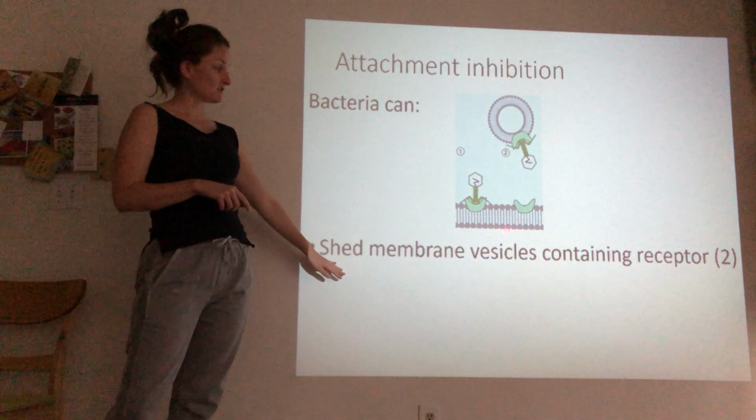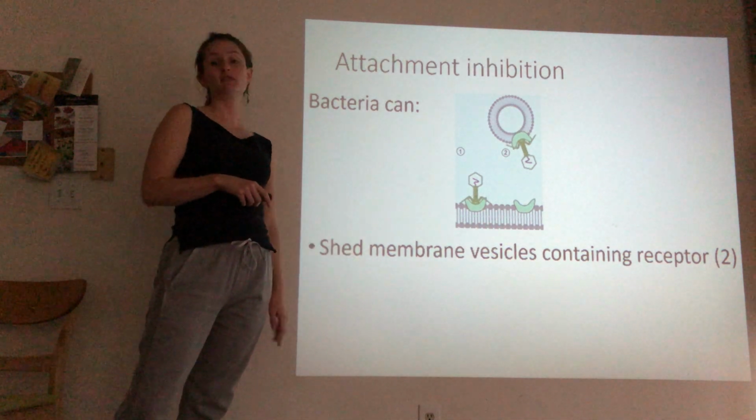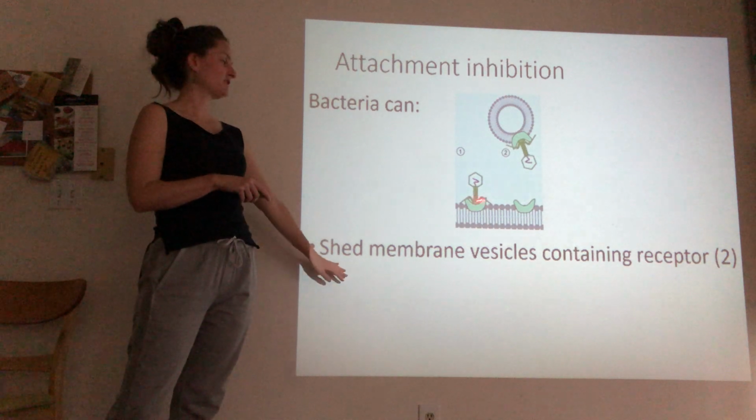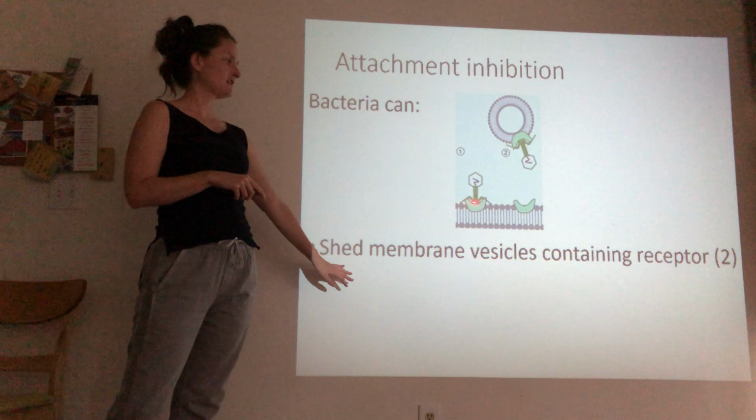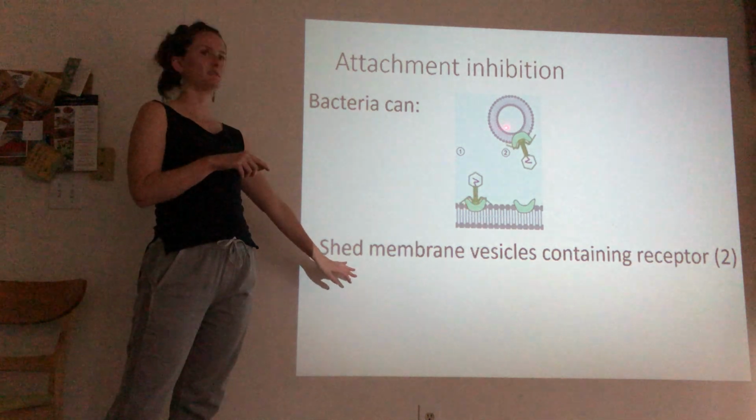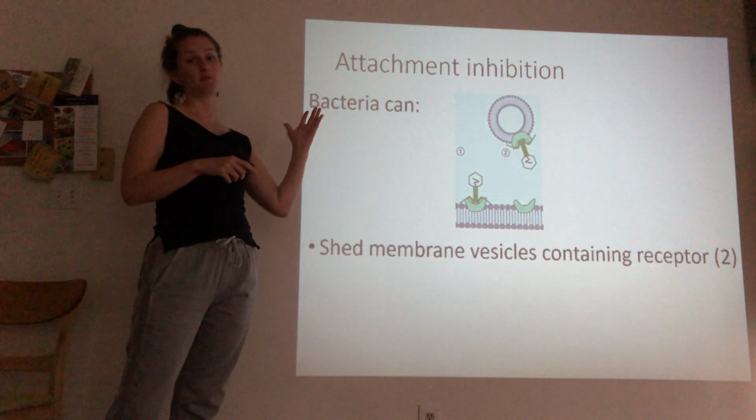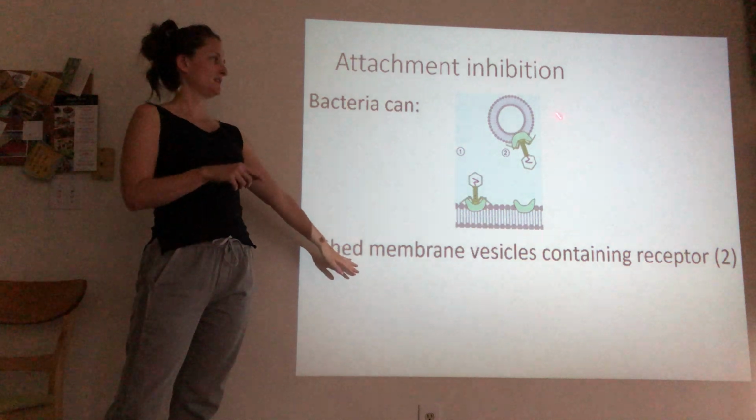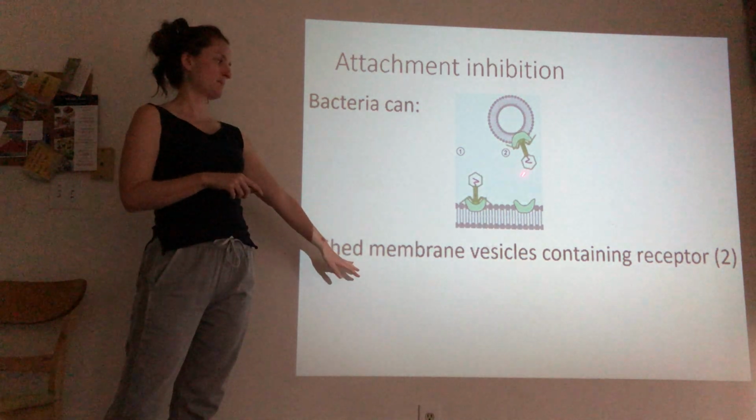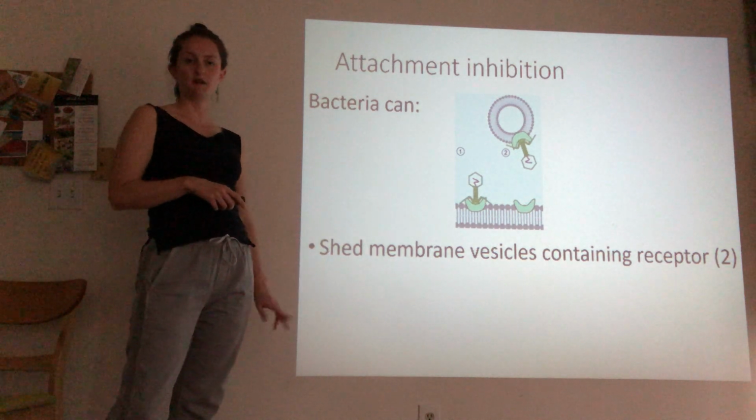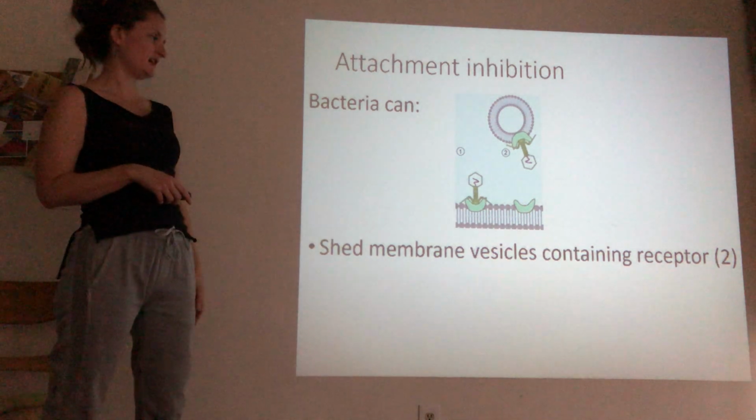One of the things that bacteria do is shed membrane vesicles. And so if this is a membrane protein that's acting as a receptor, this will be producing decoys of the receptor out in the environment, so that these decoys can then soak up all the phage in the environment so that fewer of them are likely to get to the surface of the bacterium. So that's one way that bacteria evade adsorption.